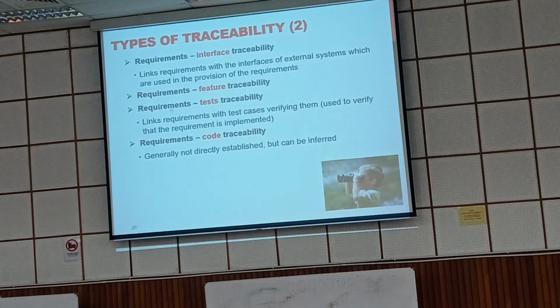The link between the requirement and the UI, user interface. The link between the requirement and the functions. One requirement, what are the functions affected? One requirement, what test plan, test cases are affected? One requirement, what is the source code for the requirement? So all these are types of traceability. Okay?